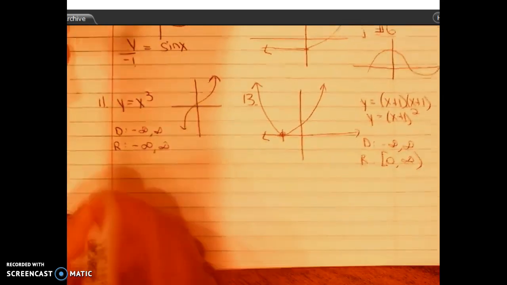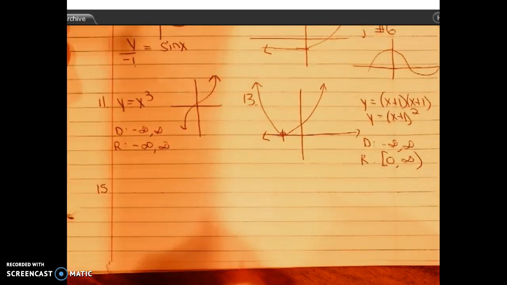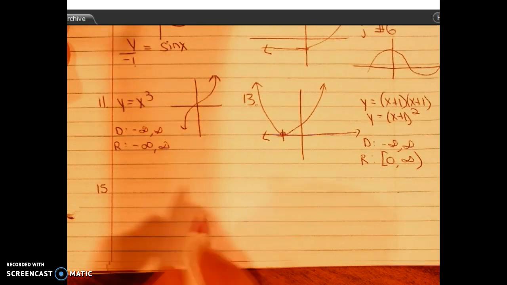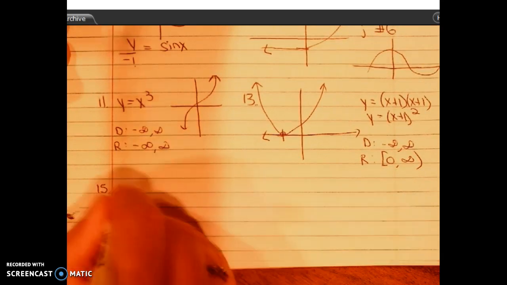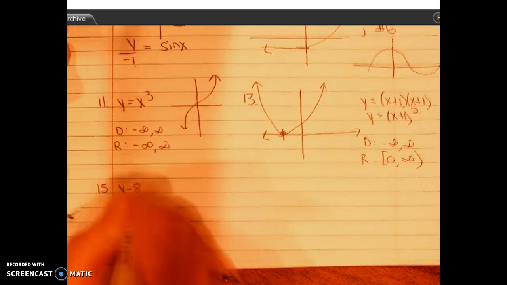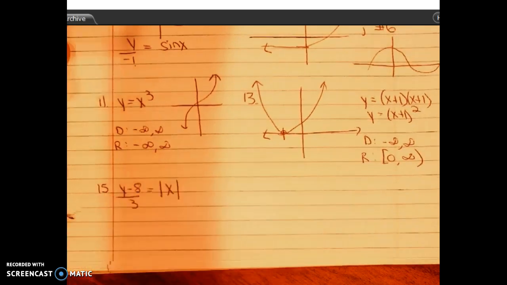15, absolute value, I know it's a V shape. If I wrote it in that vertex form, it would be y minus 8 over 3 equals absolute value of x. I know most of you are going to graph it in a graphing calculator, but again, trying to emphasize some of the other topics we talked about.